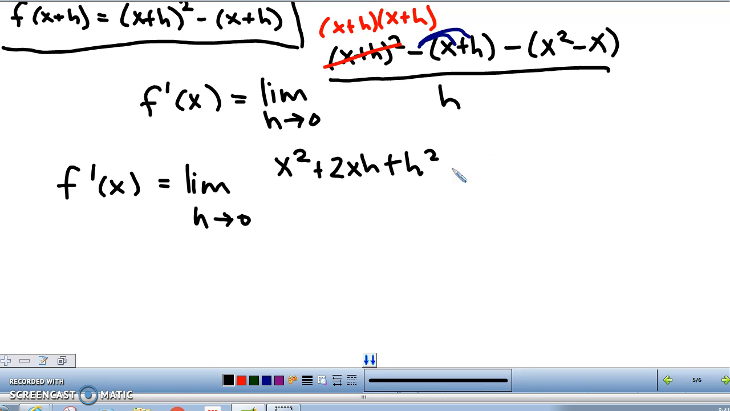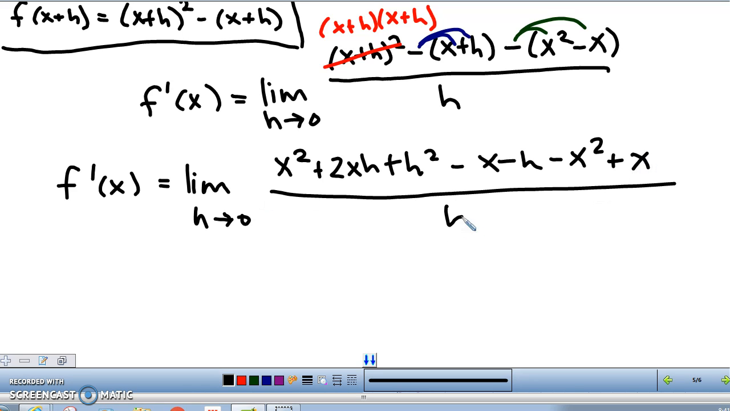Let's distribute. So we get minus x minus h. Let's distribute for the second one. And we get minus x squared plus x, all of it over h. So f prime of x is equal to the limit as h approaches 0.